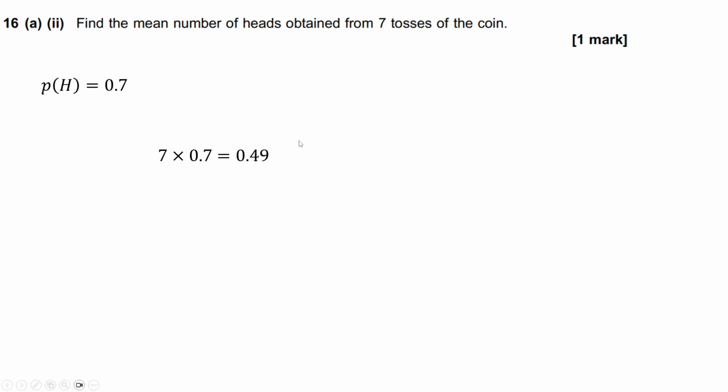But intuitively, the mean is basically how many heads you'd get. So we'd get 0.7 heads from 1 toss. From 2 tosses we'd get 0.7 add 0.7. If we do it 7 times, it's just 7 times 0.7, so we'd expect to get 0.49 heads, sorry, not tails. And sorry, I did not mean to say 1.4 here. I meant to say 0.7 times 2.